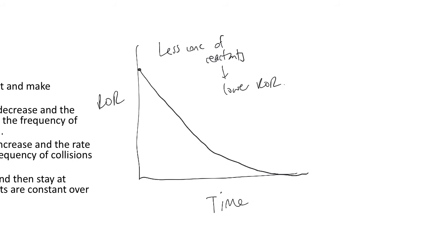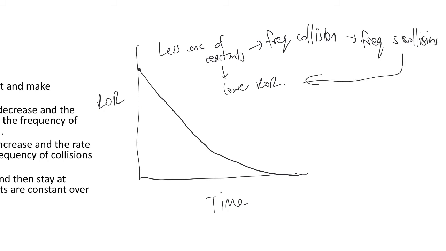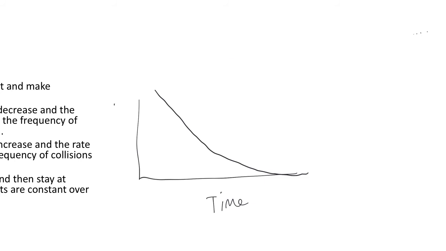That was the idea in year 11, that as you proceeded through the reaction, you consumed reactants, which lowered the concentration of reactants, which lowers the frequency of collisions, which lowered the frequency of successful collisions, which led to a lower rate of reaction. That was year 11 stuff. Okay, now we're going to the next level of year 12 stuff, so let's have a look.